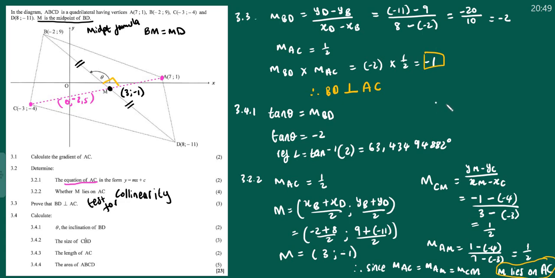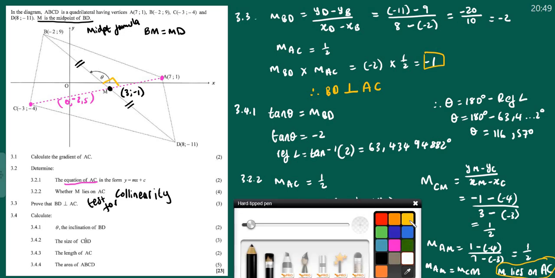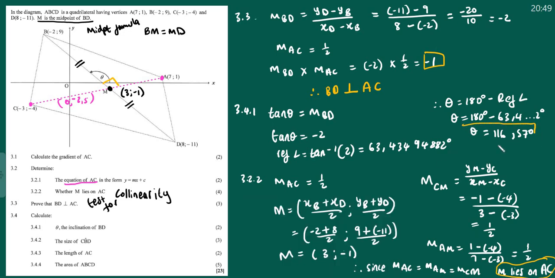Then you say therefore theta will be 180 degrees minus that reference angle. So that means theta will be 180 minus that 63.4 whatever until 2 degrees. So that means theta will be equal to 116.57 degrees, right? That is going to be theta there.